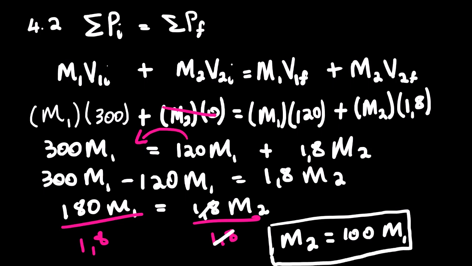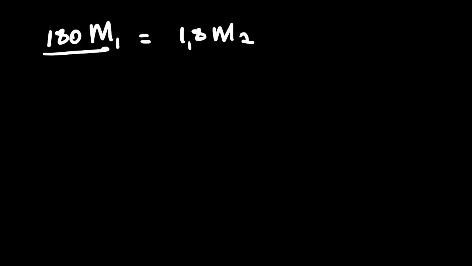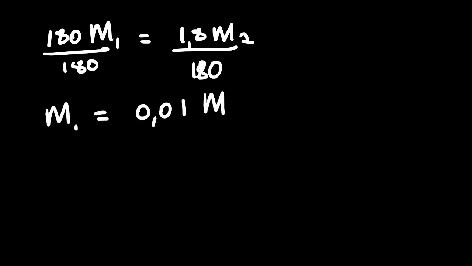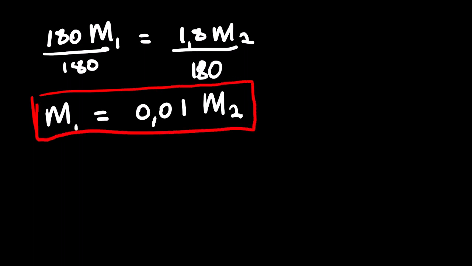Or from this step, instead of dividing by 1.8, we can make m1 the subject of the formula. Let us do so. It's another option. So we have 180 m1 equals to 1.8 m2. We divide both sides by 180. And then we have m1 equals to 0.01 m2. This is also another answer. It's also acceptable, you'll get full marks.